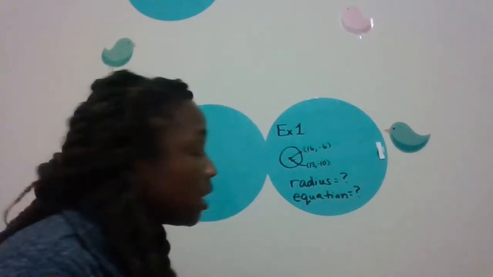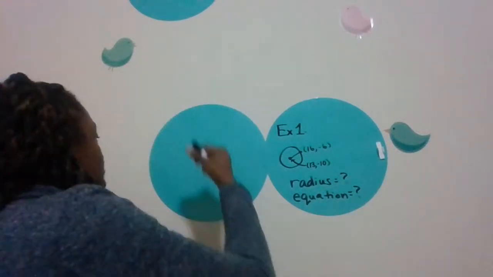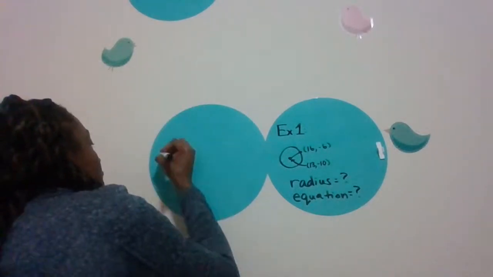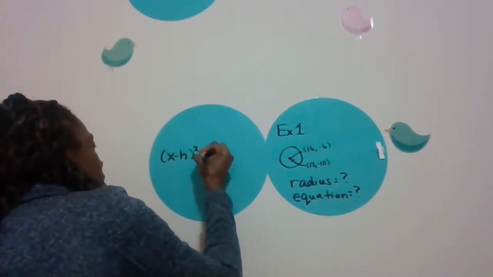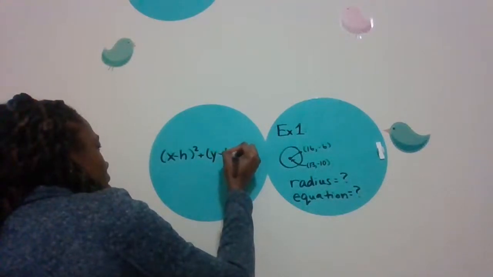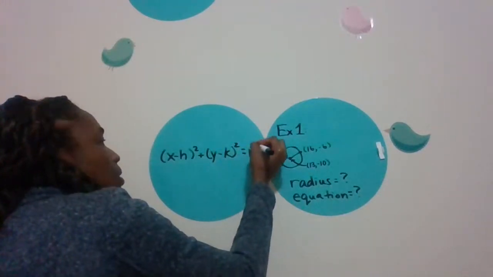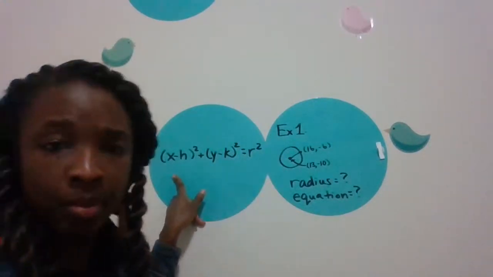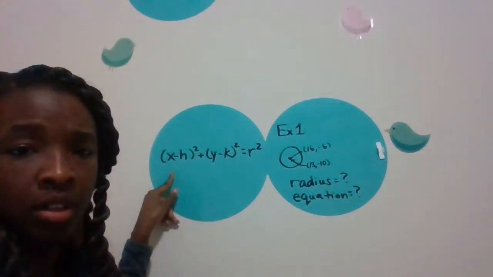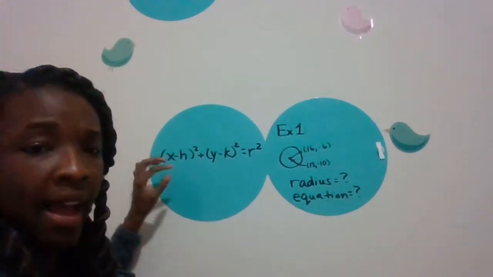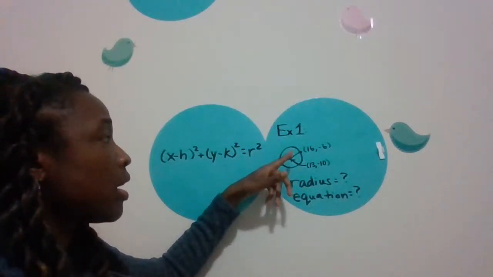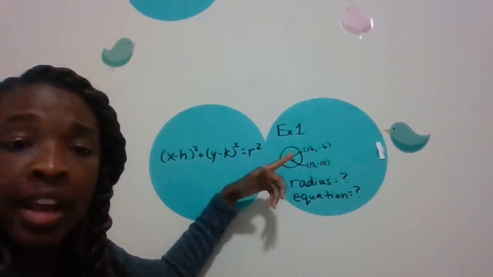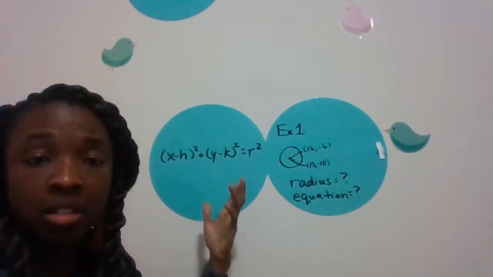So for the circle equation, we know we're going to use (x minus h) squared plus (y minus k) squared equals r squared. That's the general equation. We've been using the standard equation for the equation of a circle. All we're doing now is we have 2 points that we know are either on the circle or a point inside the circle, and you're trying to determine the equation of the circle.